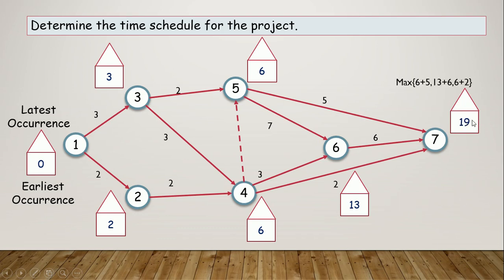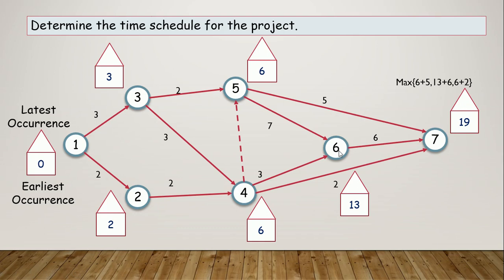Similarly for node 7, 13 plus 6 is equal to 19. 6 plus 2 is 8, no use. 6 plus 5, no use. We have to wait to complete the activity 4 to 6, because it is the only activity which will take much time here.